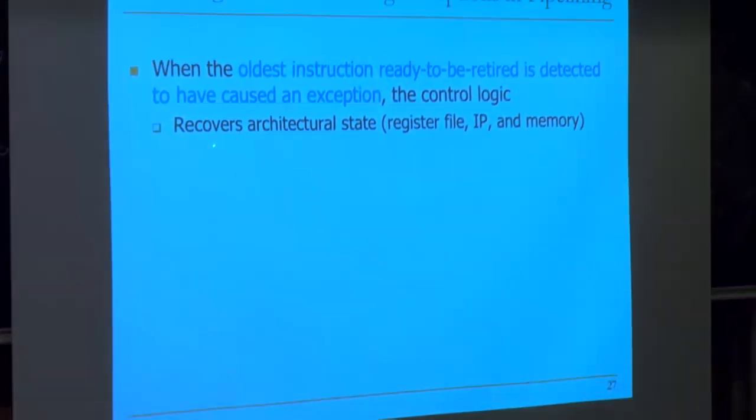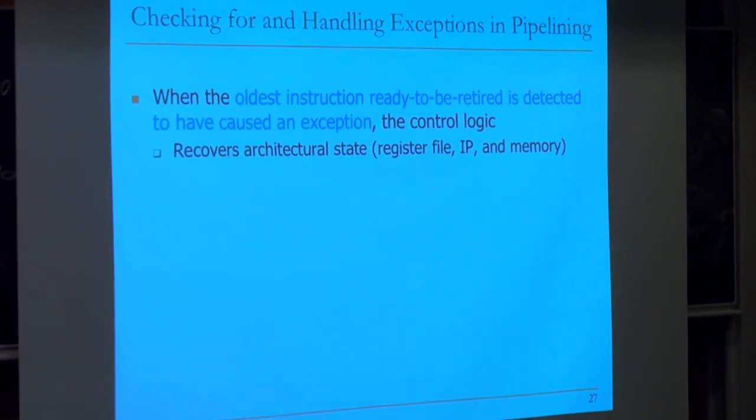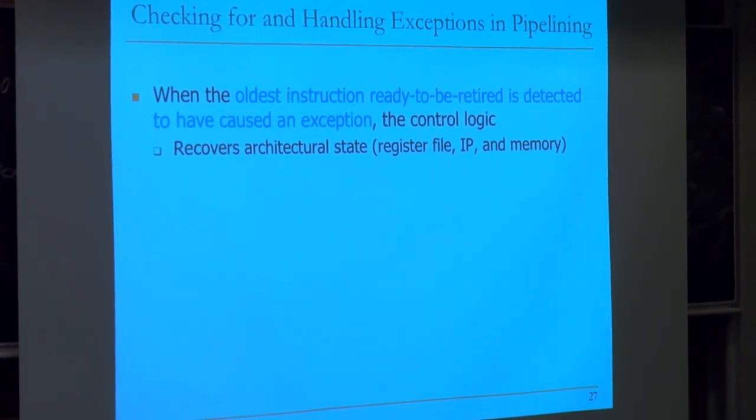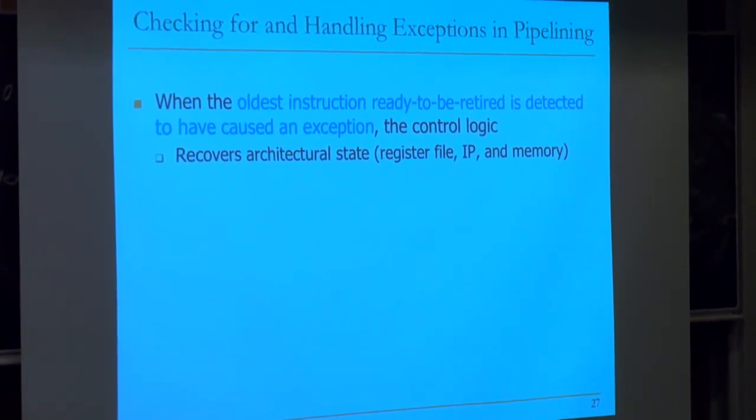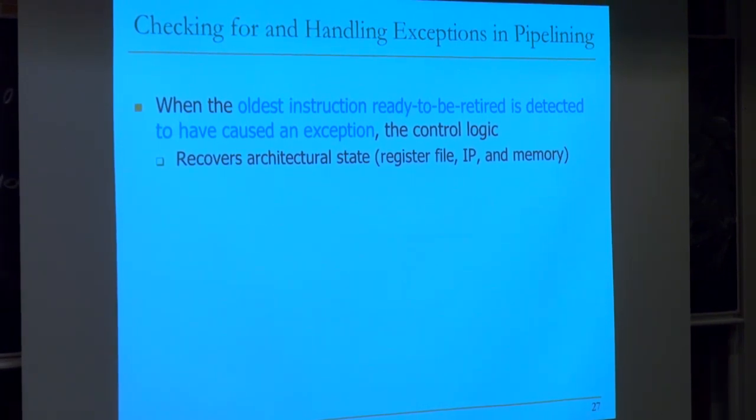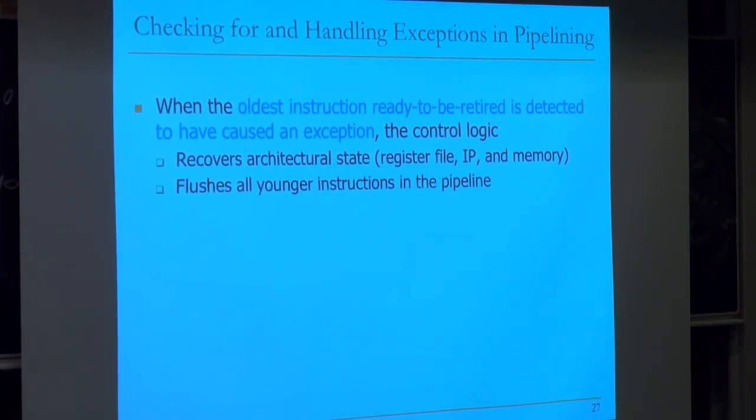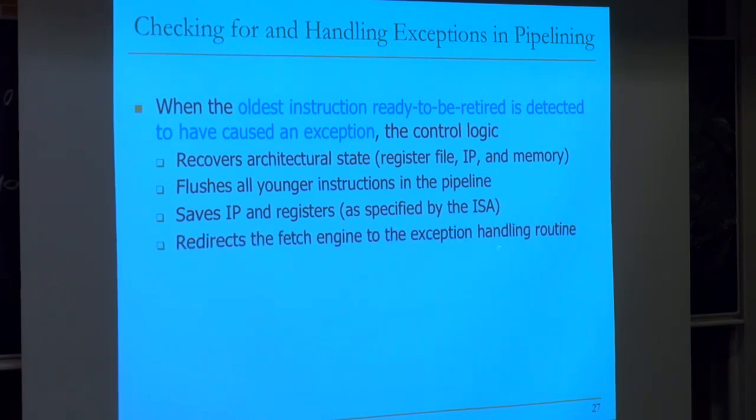Basically, the control logic recovers the architectural state. That's copying the architectural register file to the front-end register file. It flushes all younger instructions in the pipeline, saves the instruction pointer and the registers as specified by the ISA, and redirects the fetch engine to the exception handling routine. Right? And you all know about vectored exceptions, for example. That's one way you can get the address of the exception handling routine.